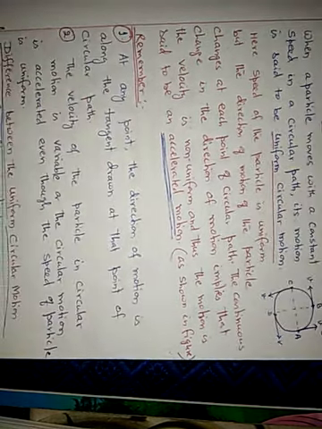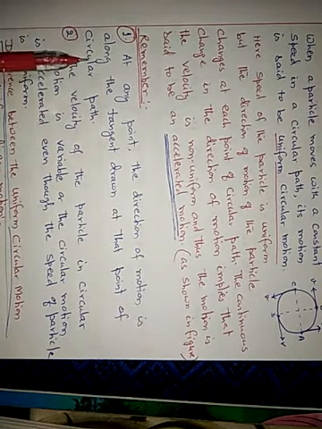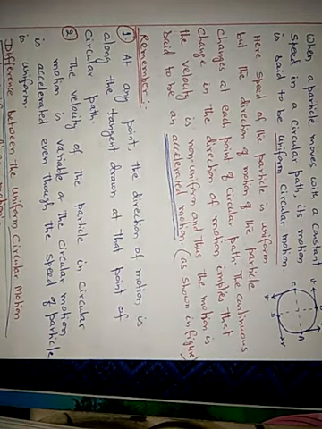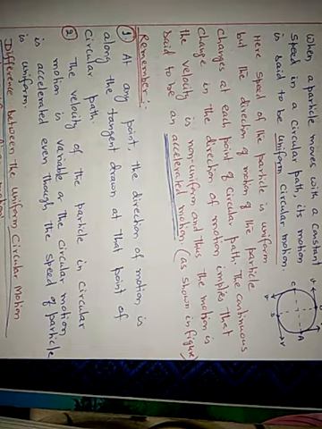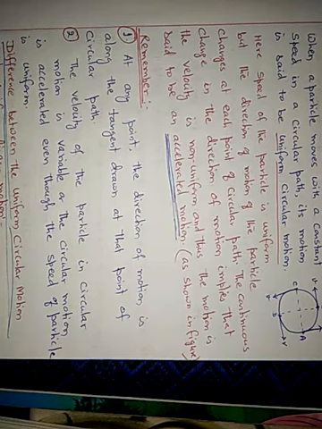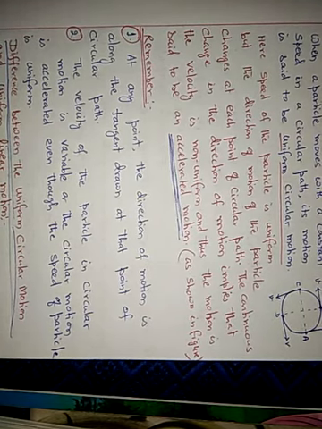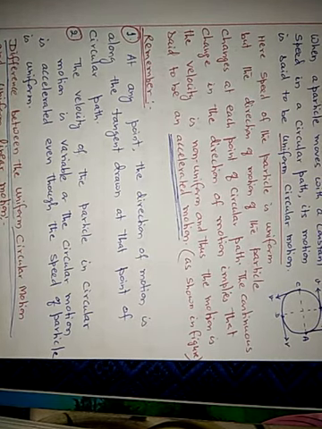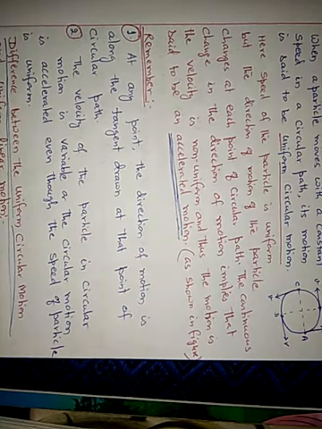So remember, at any instant the direction of motion is along the tangent drawn at that point of the circular path, and secondly, the velocity of the particle in circular motion is variable, or the circular motion is said to be accelerated even though the speed of the particle is found to be uniform.